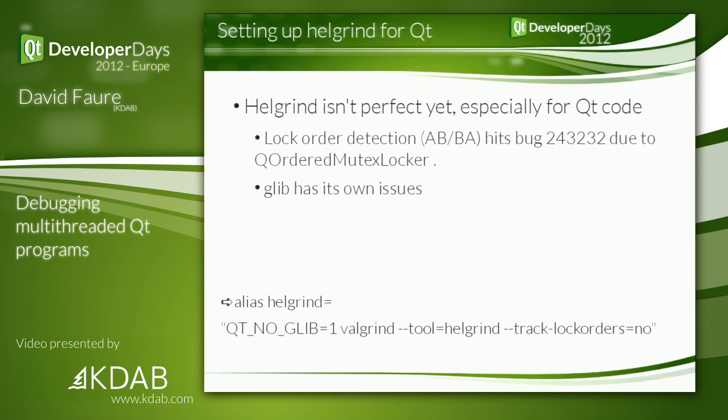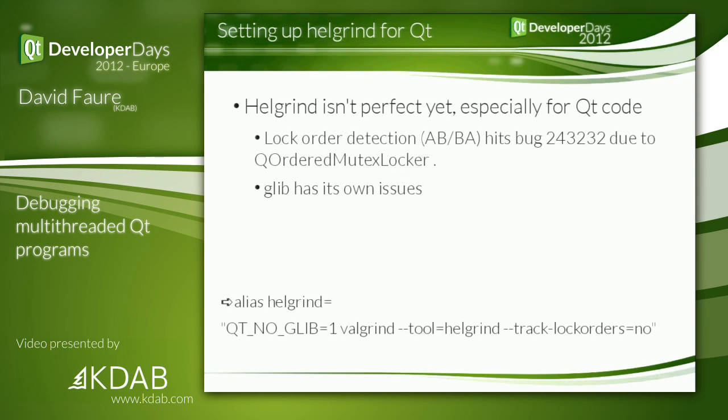The problem is Qt is trying to be clever there in QOrderedMutexLocker, and it uses a try lock, and Helgrind doesn't really care. It sees that just as a normal lock, so it actually raises a problem when there isn't actually a problem. I won't go further into the details, we won't have time for that, but you can go to KDE bug 243232 and you'll have more information.